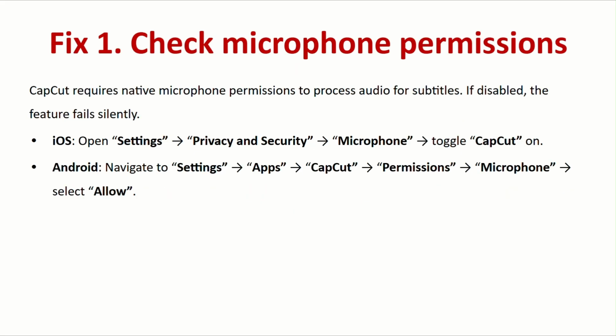Fix 1. Check microphone permissions. On iOS, open Settings, then go to Privacy and Security, then tap on Microphone and toggle CapCut to on. For Android, navigate to Settings, then go to Apps, then go to CapCut, then go to Permissions, then tap on Microphone and select Allow.